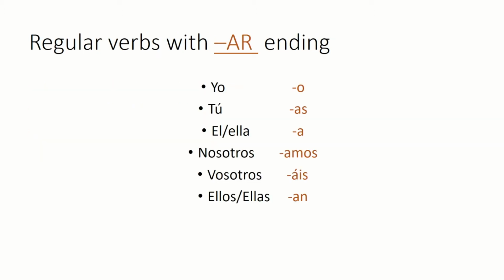So it will be, for example, starting with the verbs finished in AR, as you can see on the screen: o, as, a, amos, áis, an. So I'm going to leave these on the right hand side of the screen and we're going to go over a few examples. First of all, I'm going to go over two examples with you, and then I'm going to leave you to do the rest and I'll give you the answers after. So let's go ahead and go with the first one.